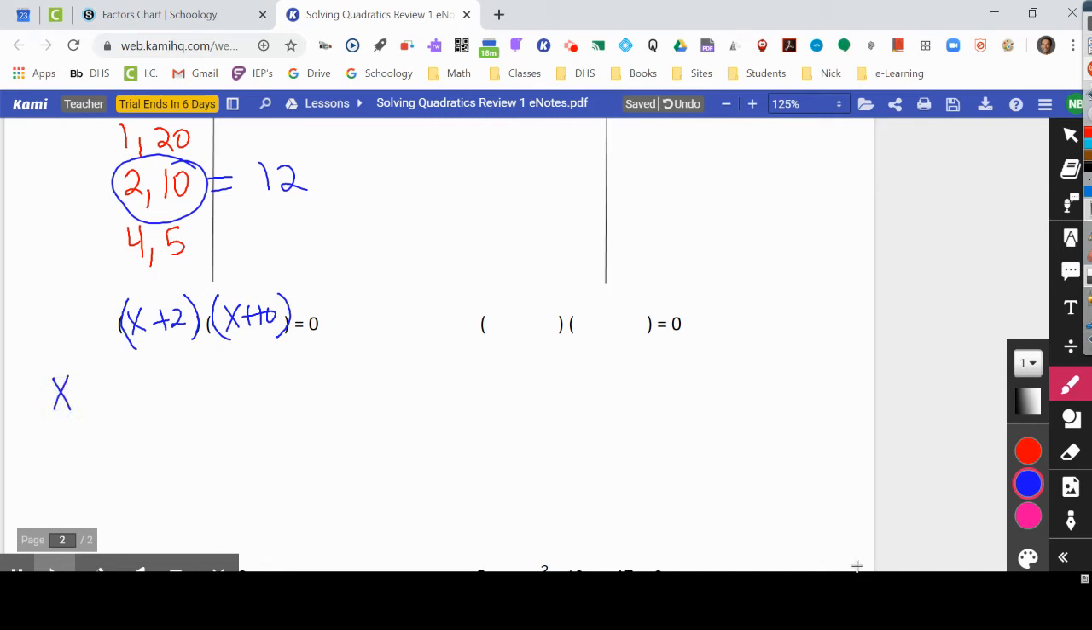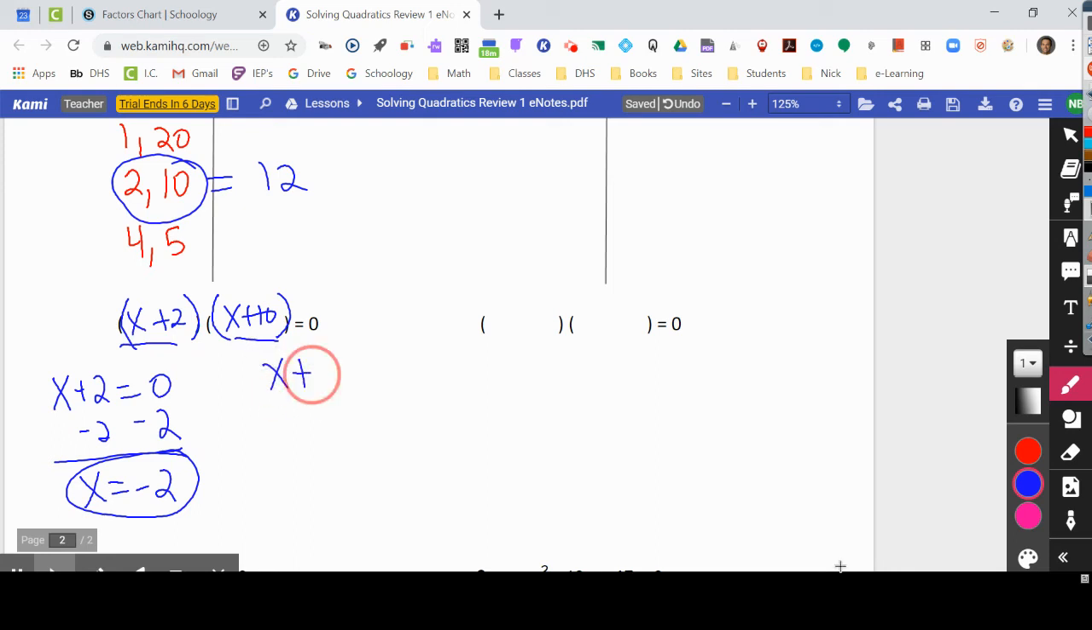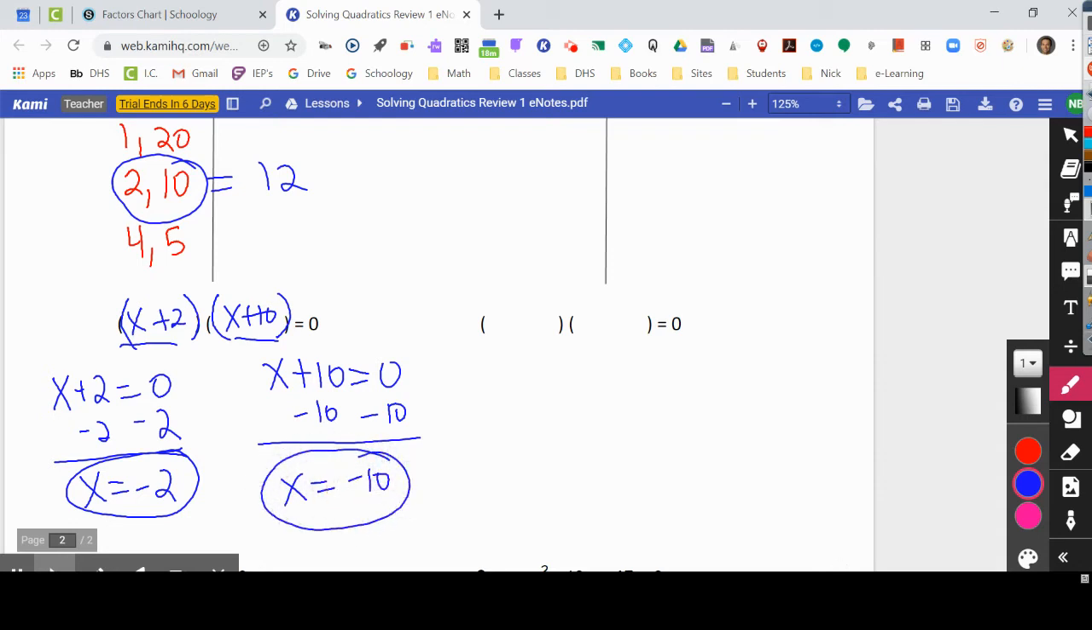Now I'm ready to solve this. I can say that x plus 2 equals 0, and I'm going to subtract 2 from both sides, and x is equal to negative 2. Now I do x plus 10 is equal to 0, because I have to set each product equal to 0 and solve. So I subtract 10, I subtract 10, and we get x is equal to negative 10. And those are my two solutions.